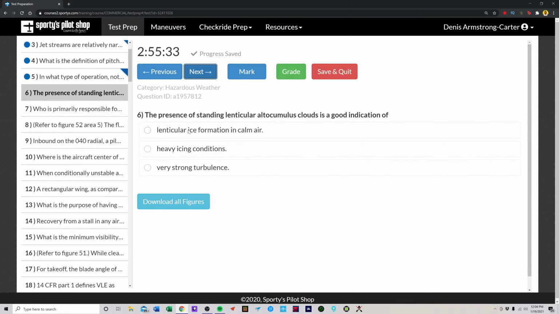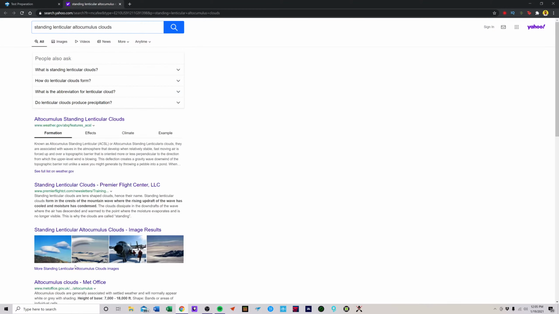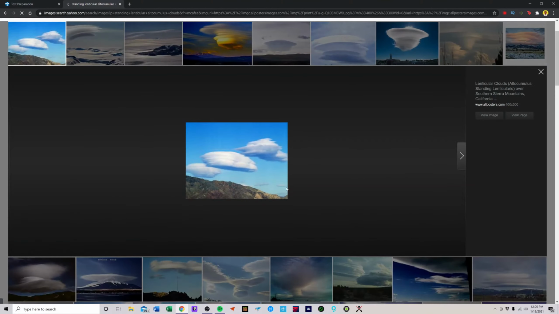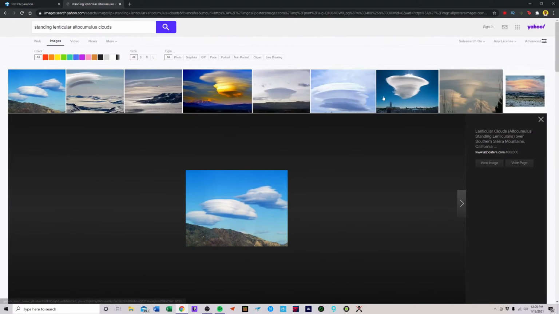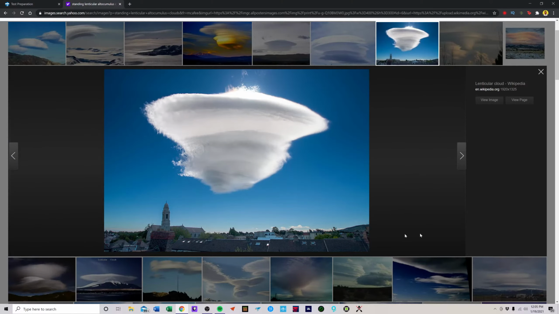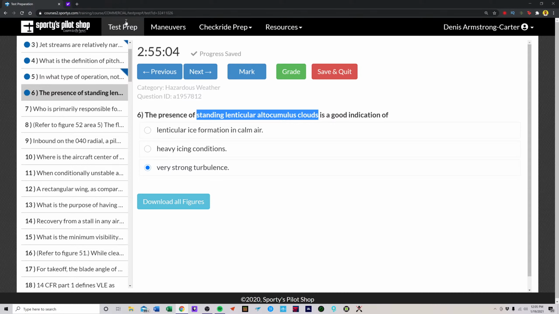Keep going. The presence of standing lenticular altocumulus clouds is a good indication of very strong turbulence. So if you guys want to see what these look like, I can show you. This is what they look like. If anyone has ever seen these clouds, this is what they look like. They look really weird, honestly. Those are standing lenticular altocumulus clouds. Kind of weird looking, honestly.